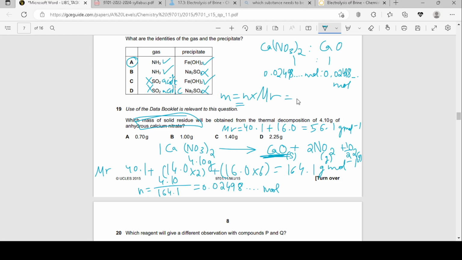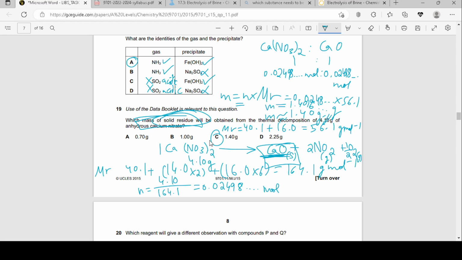So what I'm going to do is take 0.02498 multiplied by 56.1, and that should give me my answer. That gives me 1.4016 grams, which is approximately 1.40 grams. That is the mass of CaO that's formed, and that's the only solid product we have. So that's the solid residue, and so that is option C. Okay, so that is our answer.